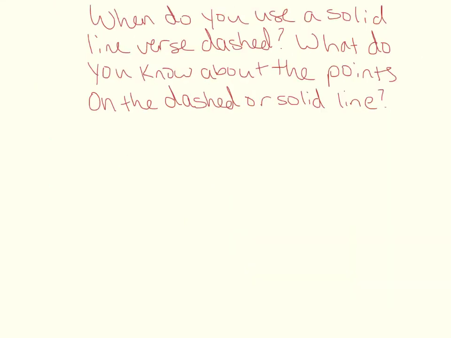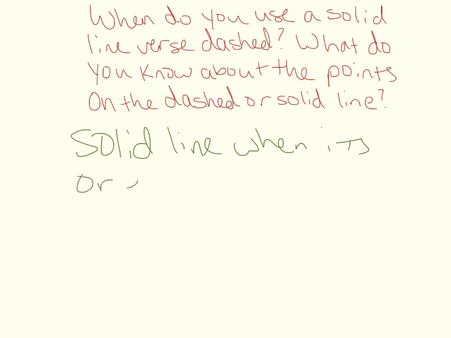When do you use a solid line versus a dashed line? What do you know about the points on the dashed or solid line? Well, you use a solid line when it's or equal to, meaning when it has that line underneath in the equation. You use a dashed line for the other ones.